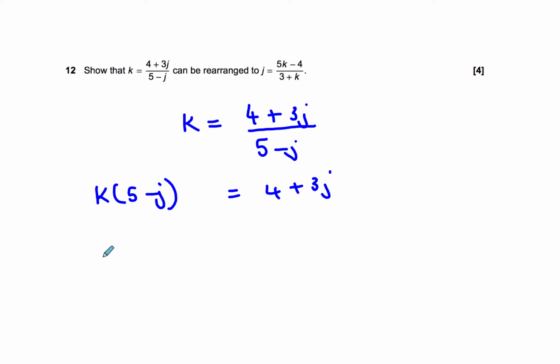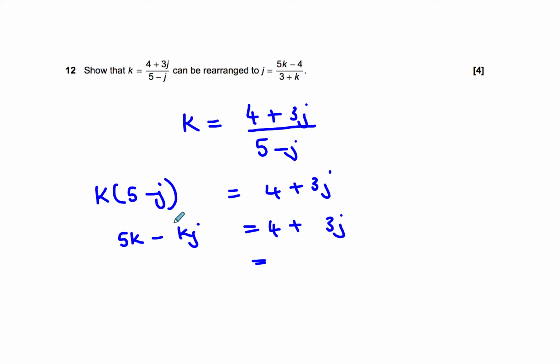Then my second step is that I'm going to expand. So I've got 5k minus kj is equal to 4 plus 3j. I want to gather everything that's a j to one side and everything that's not a j to the other side. So I'm going to separate now. Now, if I bring this j over, I'll get a negative 3j here.